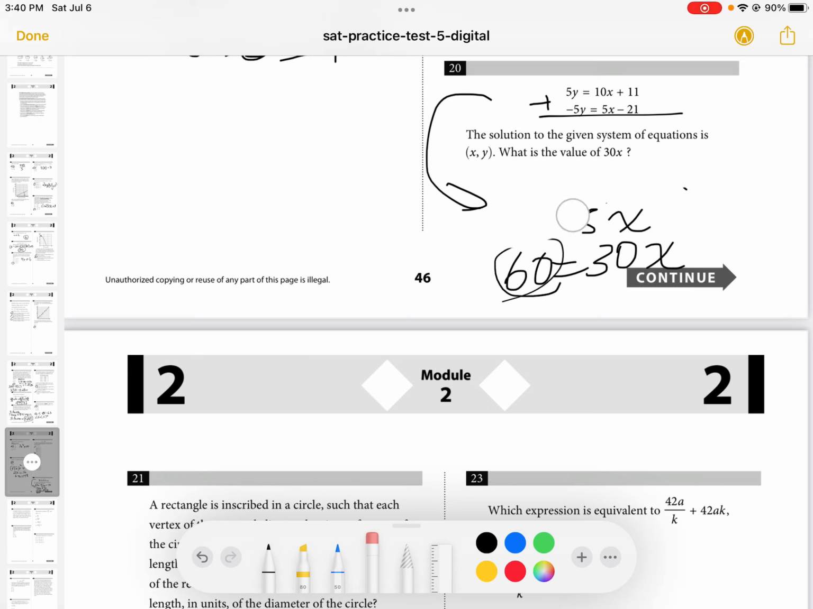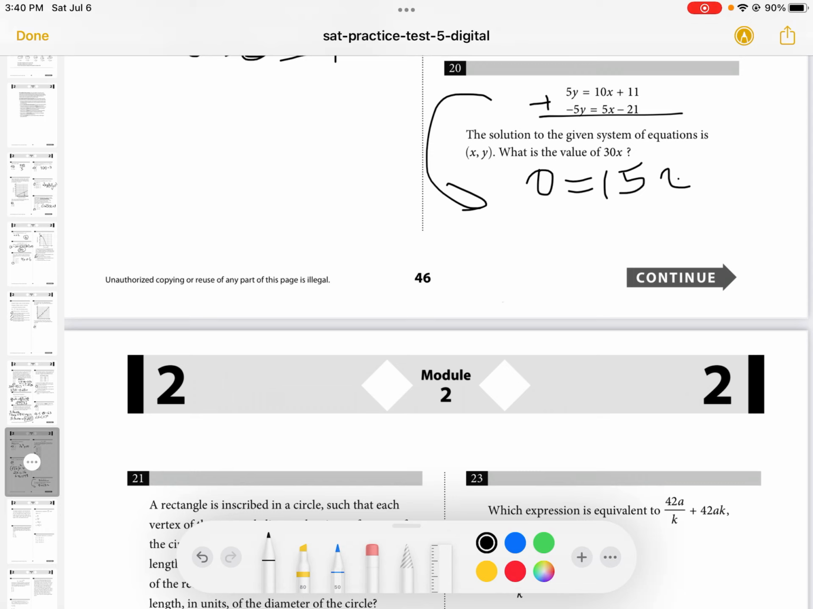We messed up. Rare error. Alright, so I actually caught a mistake here. When you add the two equations, it's 0 is equal to 15x minus 10. So 15x is equal to 10. So 30x is equal to 30. Well, 20. So 30x is equal to 20.